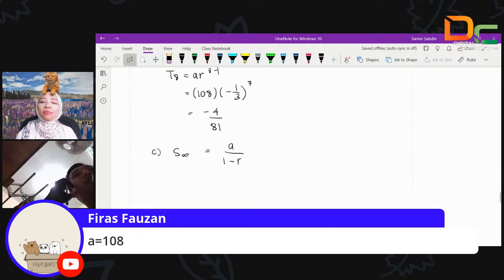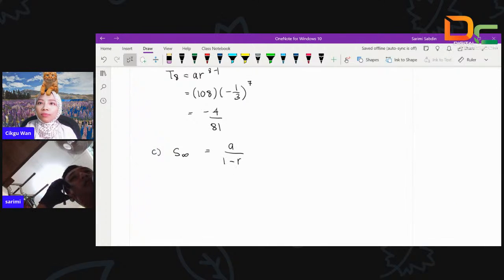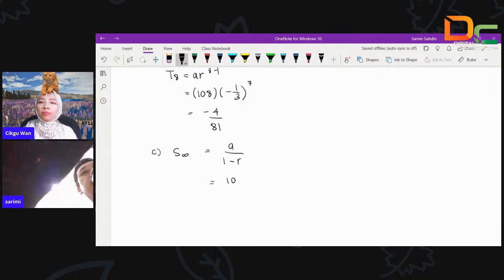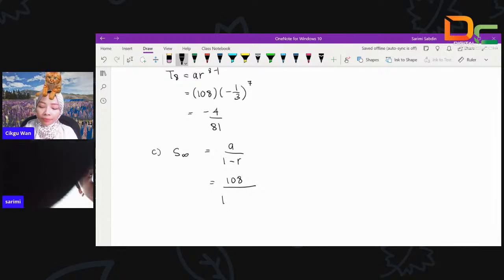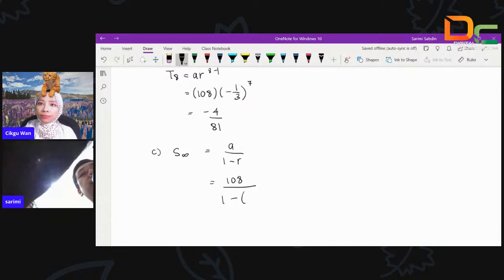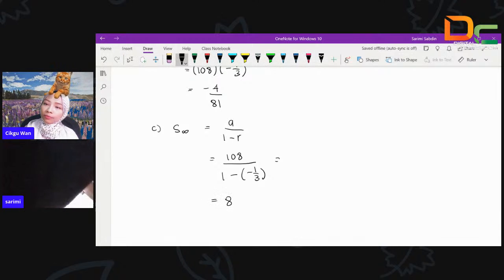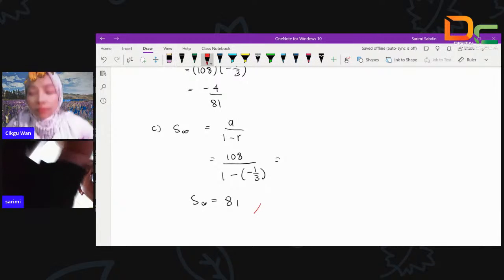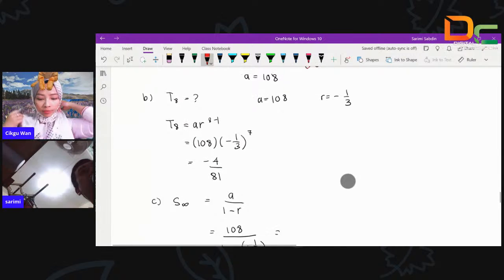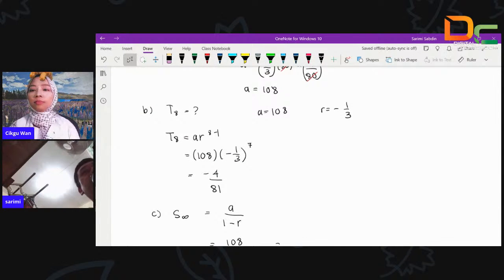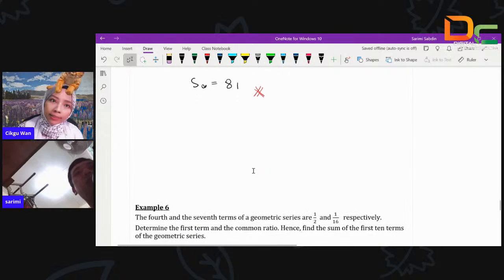Okay. Alright, so S infinity is A over 1 minus R. So we know the value for A is 108 and R is negative 1 over 3. So ni masuk calculator je. Kita akan dapat jawapan dia 81. Okay. So basically part ni sangat mudah lah. Geometric sequence. Tinggallah soalan Q&A.